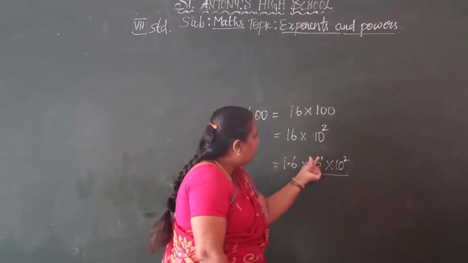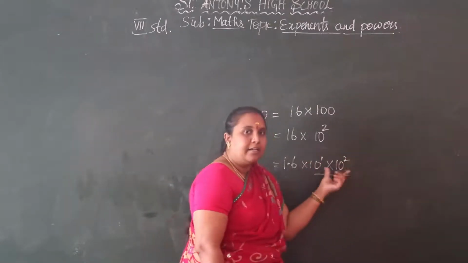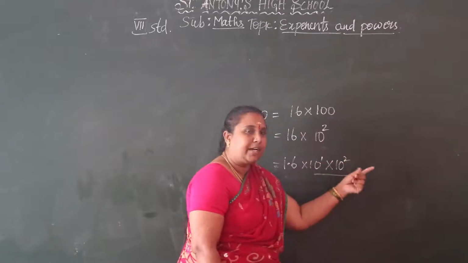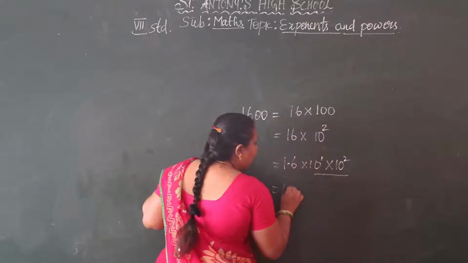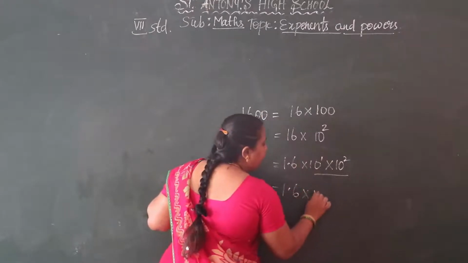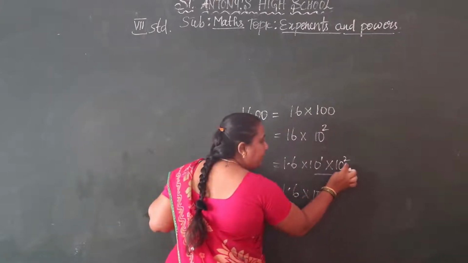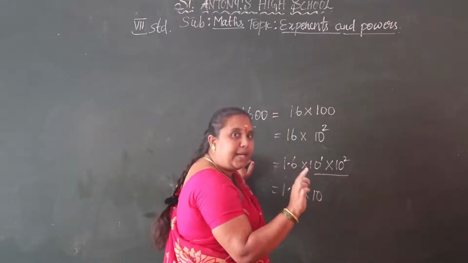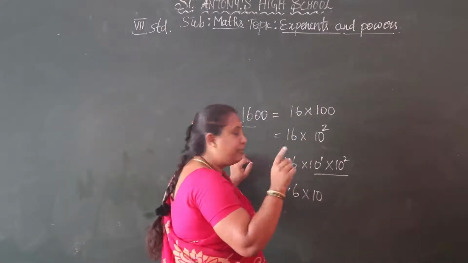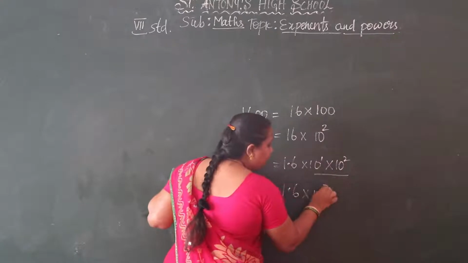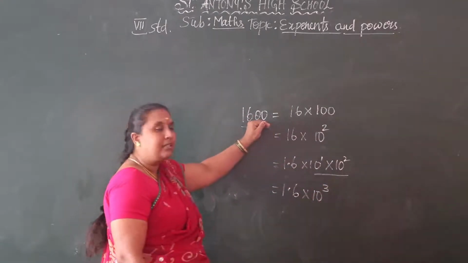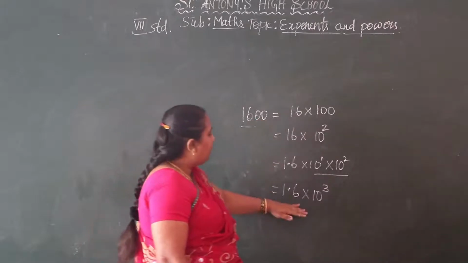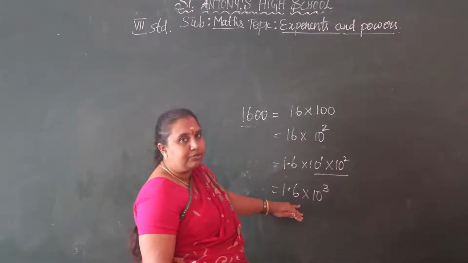Okay, a power m into a power n. The base is the same, the powers are different. We have a power m plus n based on the law of exponents. So 1.6 into 10 to the power of 1 plus 2, that is 3. So this is the short form of the given number 1600: 1.6 into 10 to the power of 3.